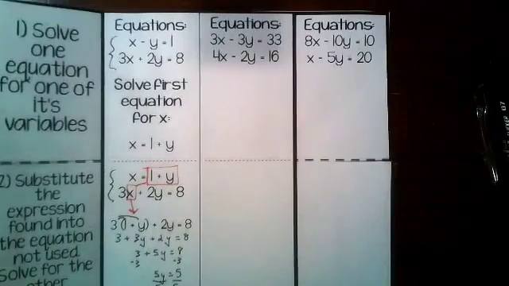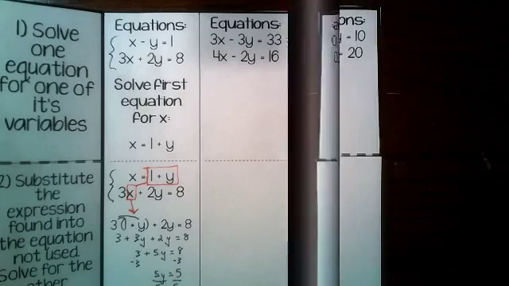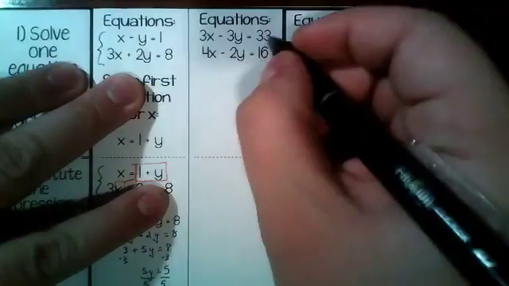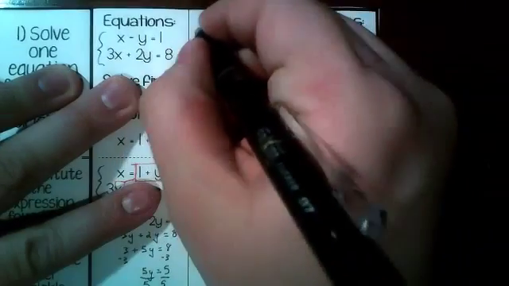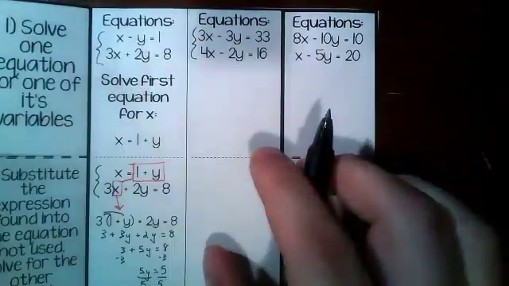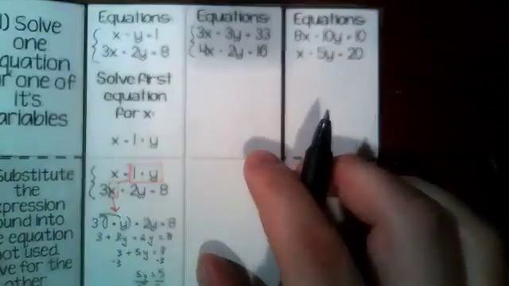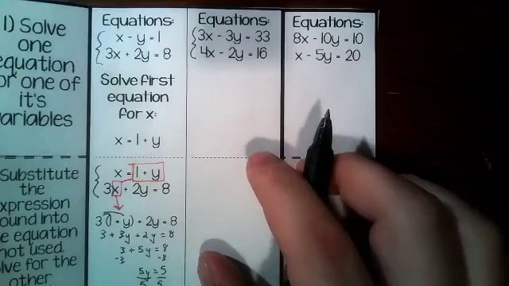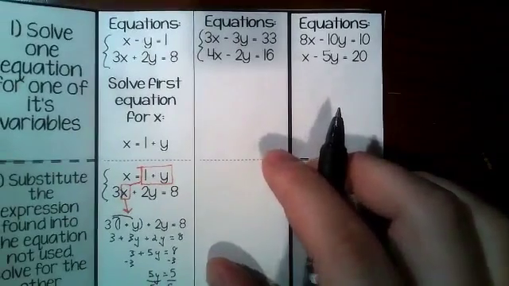Substitution is probably the most difficult one to use because it involves a lot of algebraic concepts that this year you're just getting familiar with. Our new system is 3x minus 3y equals 33 and 4x minus 2y equals 16. We're going to work with our first step, which is to solve one equation for one of its variables.